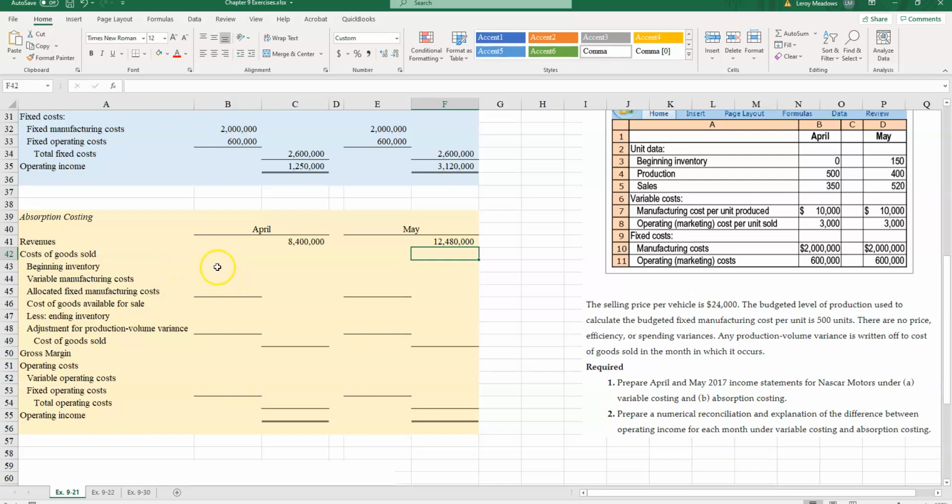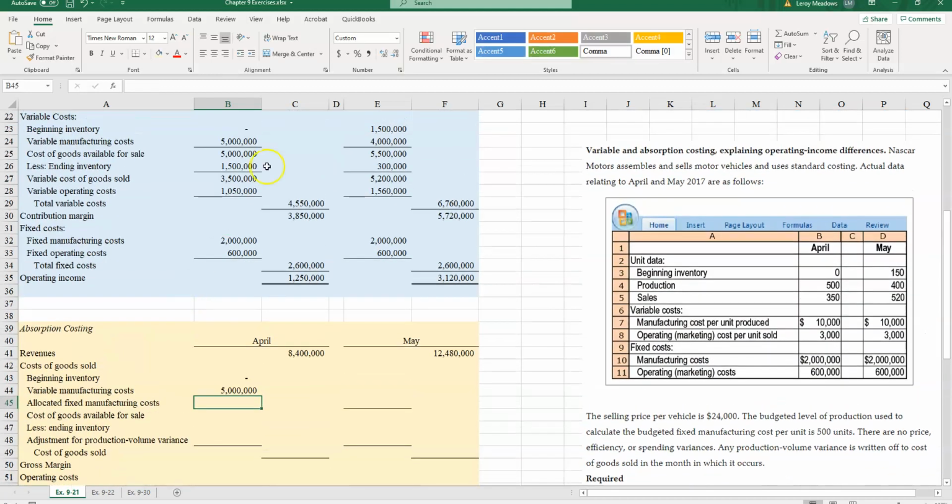So my beginning inventory, remember we had no beginning inventory, so I'm going to have 0 there. And so I have no allocated fixed manufacturing costs. So now let's take a look at our variable costs here. Then beginning inventory should have actually been 0 up here. Variable manufacturing costs were what? $10,000 times 500 units produced. So that gave me how much? That gave me $5 million. And we actually computed that up here.